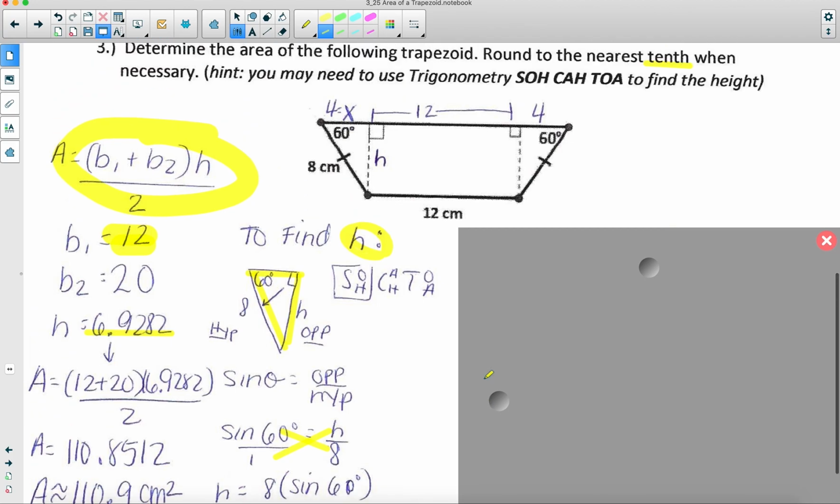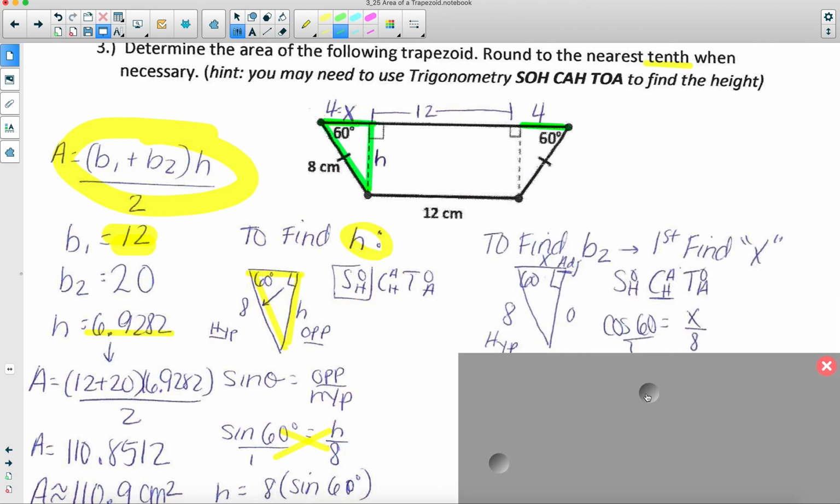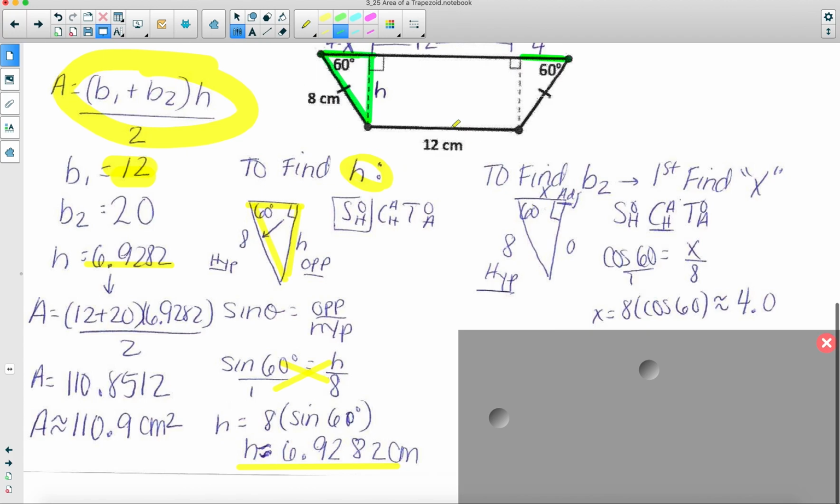Now, dealing with the base, because I have to find base 2. And if you notice, base 2 says 20, but I don't have anything over here that says 20. What we did was we took a look and we said, well, if these are two equal right triangles, that means that this piece and this piece are equal. So if I again focus on having a right triangle, I can do trig again, and I can say, okay, well, I have the hypotenuse, this is my reference angle, and now this side is adjacent. So look over here. Just change it up a little bit. I said, okay, here's my reference angle, here's my adjacent side, here's my hypotenuse.